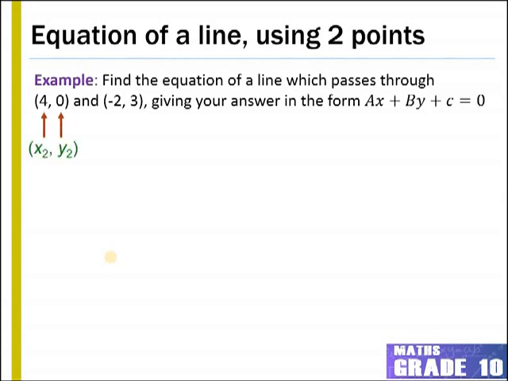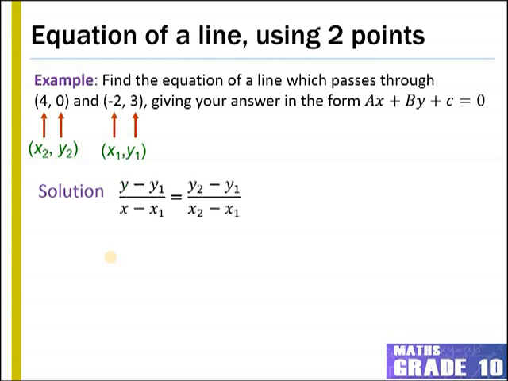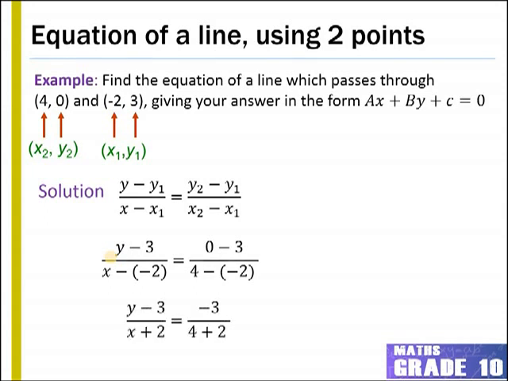Let's call 4, 0 x2, y2 and -2, 3 x1, y1. We could do this either way round. Then if we use the formula (y minus y1) over (x minus x1) equals (y2 minus y1) over (x2 minus x1), we can say that (y minus 3) over (x take away -2) equals (0 take away 3) over (4 minus -2), which simplifies to (y minus 3) over (x plus 2) equals -3 over (4 plus 2).